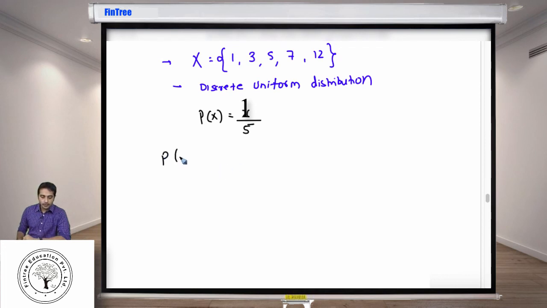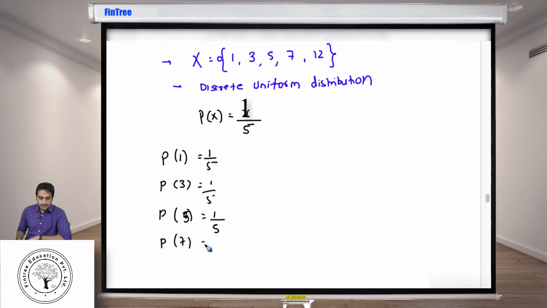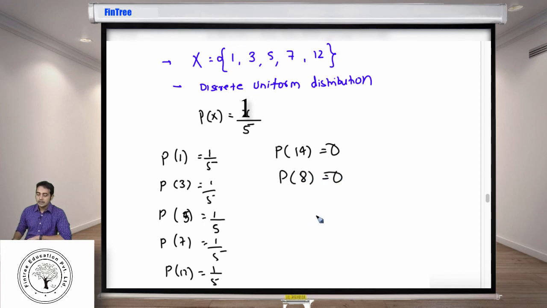So which means probability of 1 is going to be 1 by 5. Probability of 3 is going to be 1 by 5, I'm so sorry. Probability of 5 is 1 by 5, 7 would also be 1 by 5 and 12 would also be 1 by 5. What would be the probability of 14? 0. What would be the probability of 8? 0. What is the probability of 0? 0. Because they are not a part of your distribution.